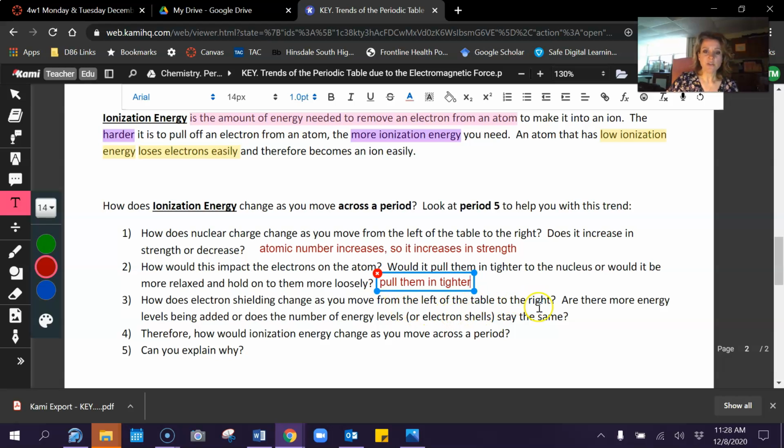How does shielding change as you move from the left of the table to the right? Are there more energy levels being added, or does the number of energy levels or electron shells stay the same? Well, remember that atoms that are found in the same period have the same number of energy levels. So my answer here is stays the same.